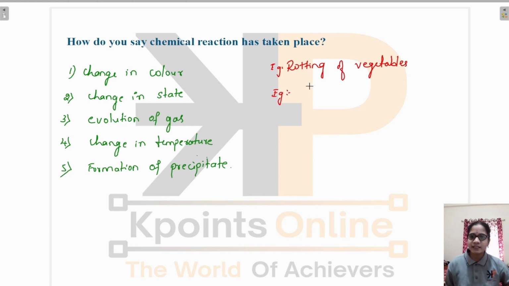Yes, boiling of an egg. When an egg is boiled, what happens? The liquid that is present inside the egg is converted into solid state because a chemical reaction has taken place. Yes, then evolution of gas we can also observe.